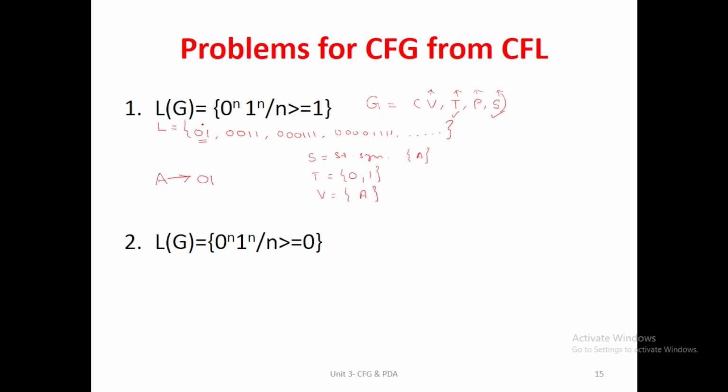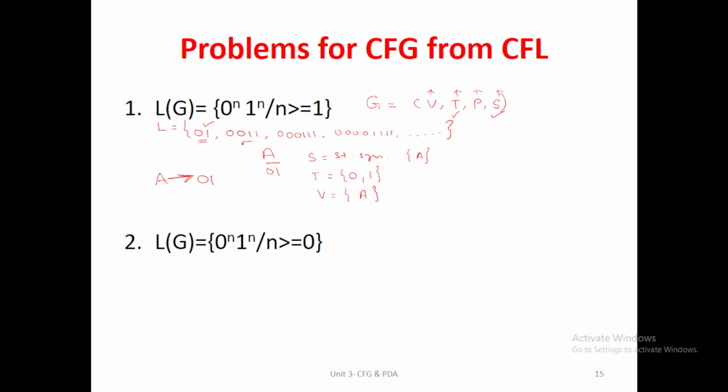So I can derive the string 01 from this notation. How do you derive it? You take the starting symbol first, and in place of that symbol you substitute its right side value. A is on the left side, so instead of A you substitute 01. Now I have derived the string 01 from the non-terminal capital A, which is also the starting symbol of the given grammar.